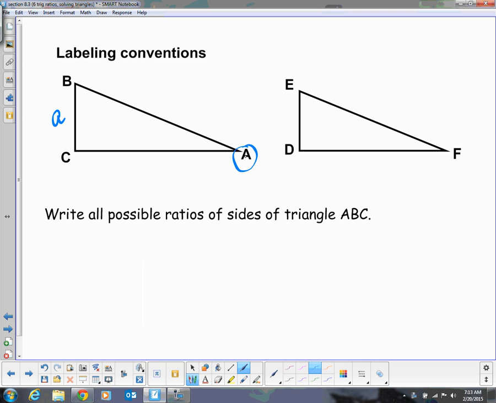So opposite large A, the little side we call little a, lowercase a. Opposite large C, or capital C, is this side, and we call that lowercase c. Opposite big B, or angle B, is side AC, and we label that little b. These are the labeling conventions.